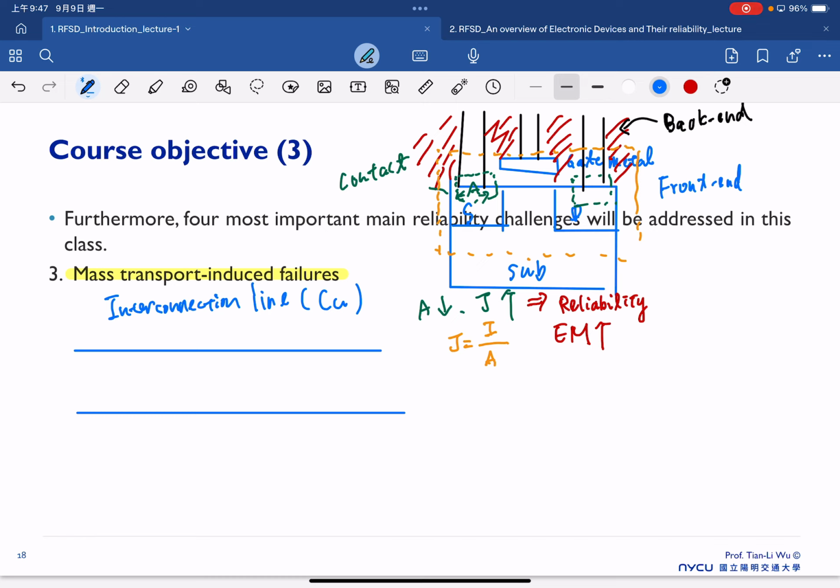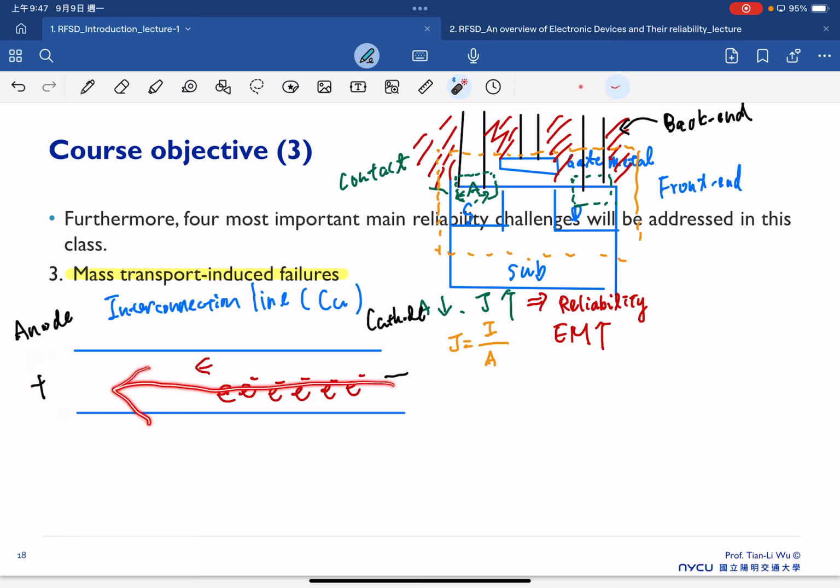So the copper interconnection line has been widely used in the semiconductor industry. If we call the left-hand side a positive bias, we should call it the anode region. And the right-hand side, we call this the cathode region here. And once we have a huge amount of electrons flowing in this interconnection line, we actually find out that there's a problem with this interconnection line. This is because the huge amount of electrons will try to flow to the positive bias region, right? Because we give the positive bias here, our electrons will try to flow to the left-hand side.